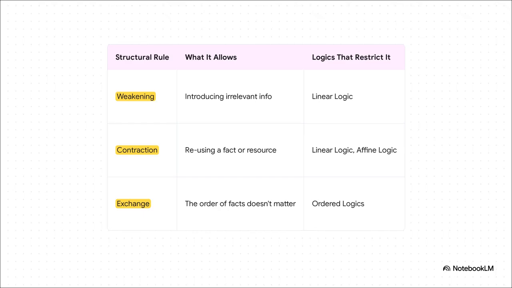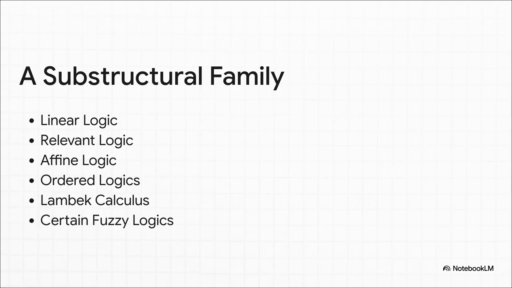For instance, see the rule called contraction? That's the one that lets you reuse a fact. If you get rid of it, boom, you've created linear logic, where every resource is precious. Restrict a different rule, and you get a different logic, perfect for a different kind of problem. And just like with modal logics, this approach has given us another huge family of systems. Each one is custom-built for a specific job, whether that's in computer science, linguistics, or even for reasoning about fuzzy, vague concepts. The diversity is just amazing.